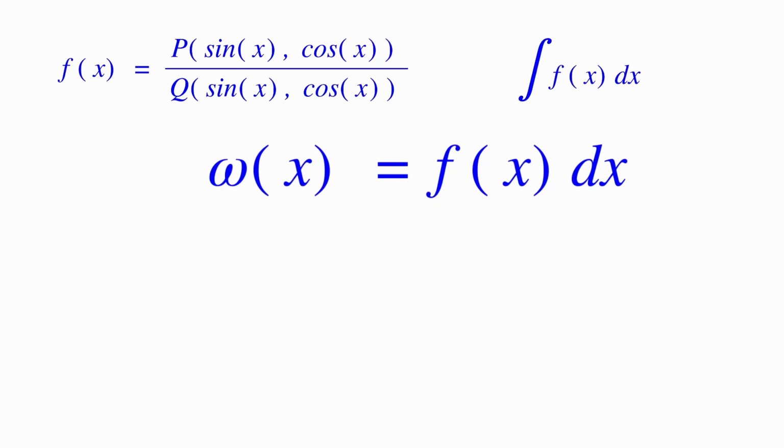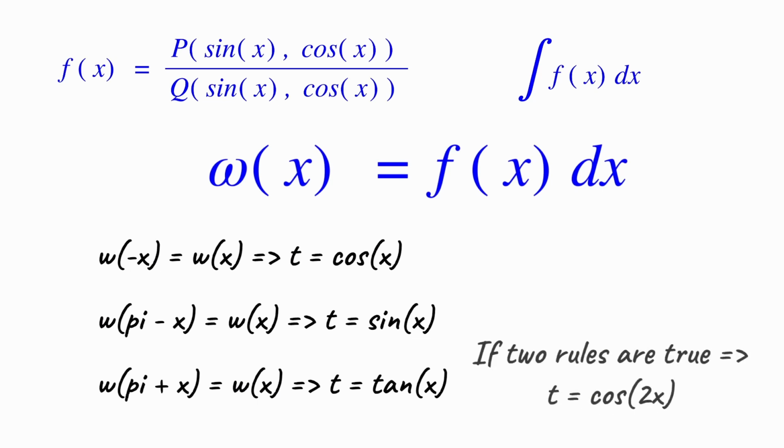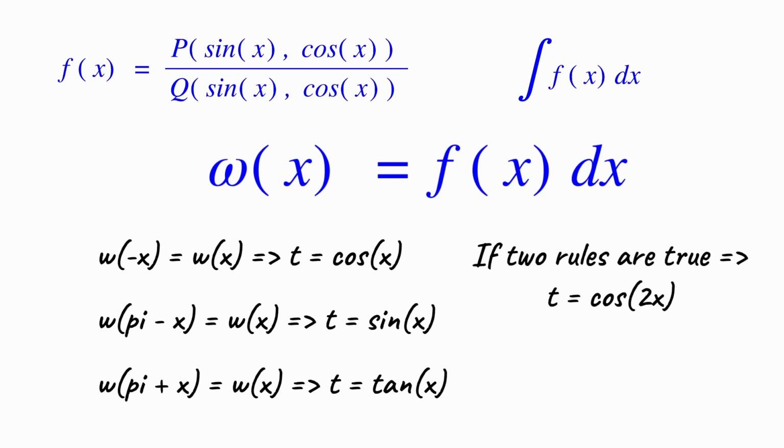If you have omega(-x) = omega(x), then you use t = cos(x). And if you have omega(pi - x) = omega(x), you use t = sin(x). If you have omega(pi + x) = omega(x), then you use t = tan(x). If you have two of those three rules, then you use, in this case, t = cos(2x). What if you have none of those rules? Then you use, in this case, t = tan(x/2).